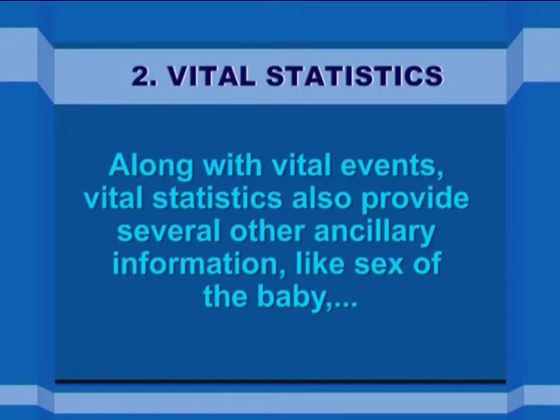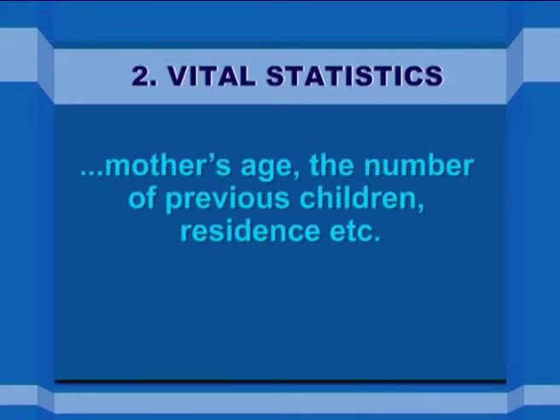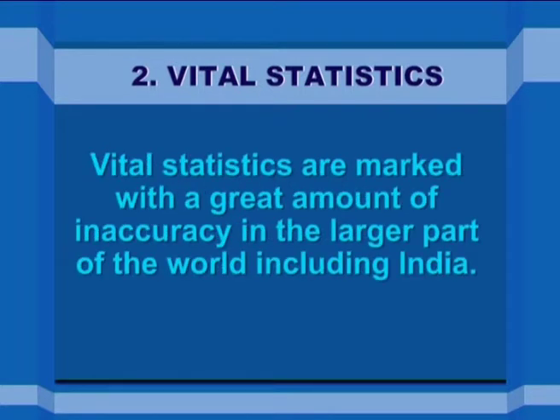Along with vital events, vital statistics also provide several other ancillary information like sex of the baby, mother's age, the number of previous children, residence, etc. Vital statistics are marked with a great amount of inaccuracy in the larger part of the world, including India.